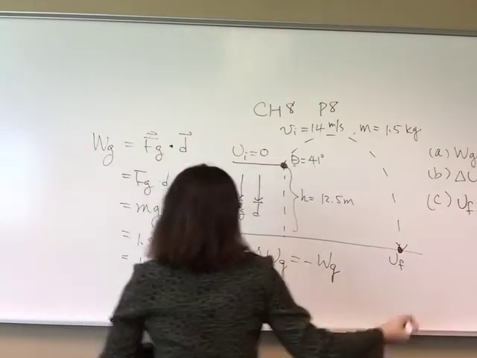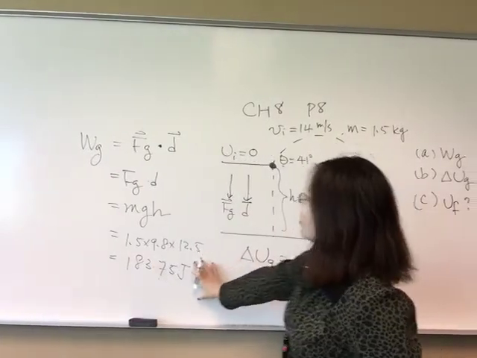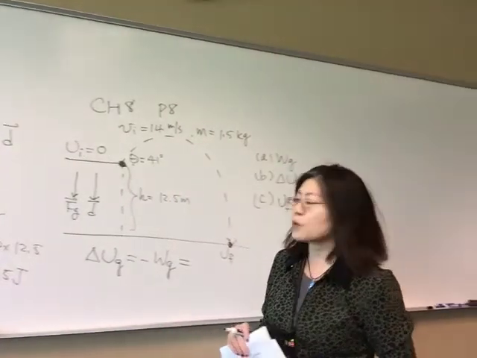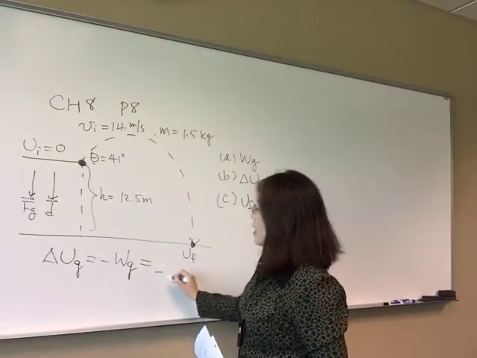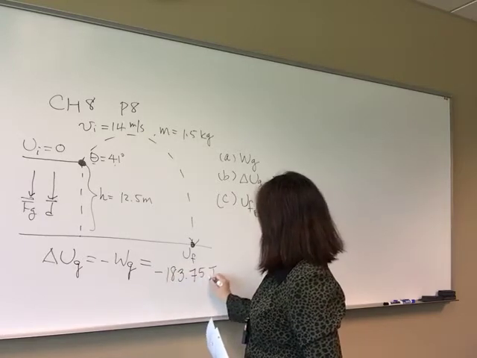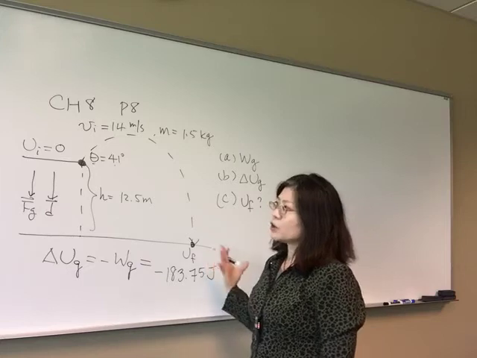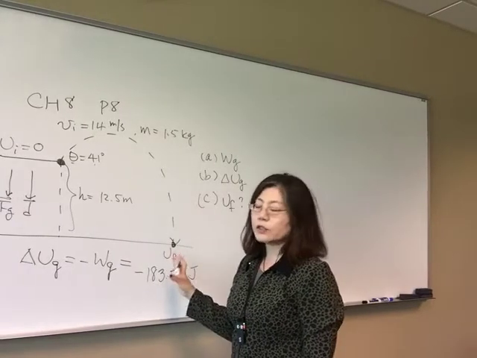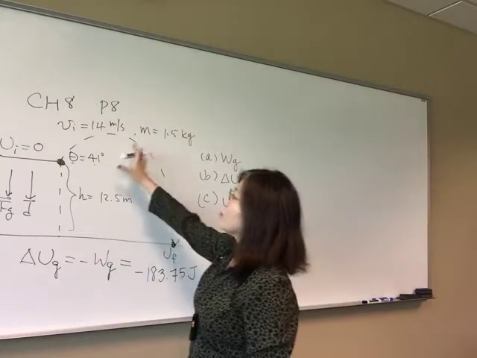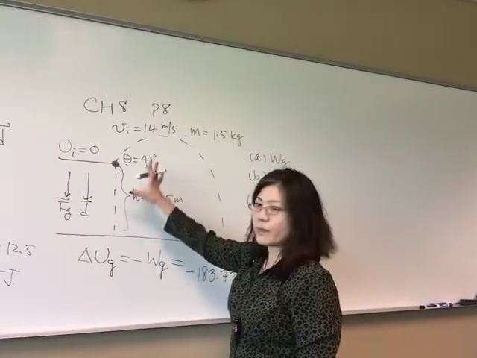So in that case, whatever you calculate, you put a negative sign in front of it, and that gives you the change in gravitational potential energy. So that's just negative 183.75 joules. Okay? So you can see that it's actually very straightforward and just directly based on the definition. So you don't want to overanalyze this. This is the basic principle.